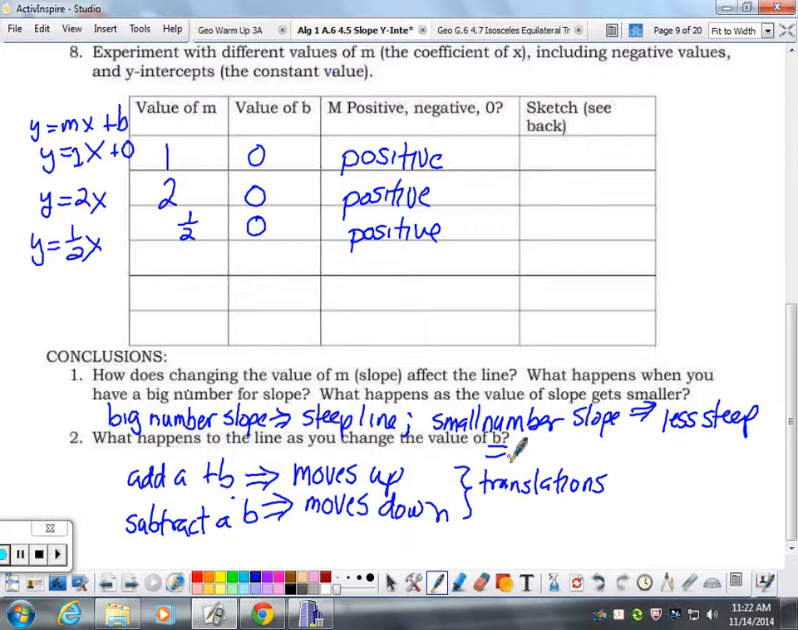So when you see something like y equals 10x plus 7, without graphing it, what do you know about this line? What do you know, Ryan? It's going to be high up. We're going to be at 7, right? And what is the slope of 10 telling us? Real steep. So it's a very steep line pushed up to 7 on the y-axis.